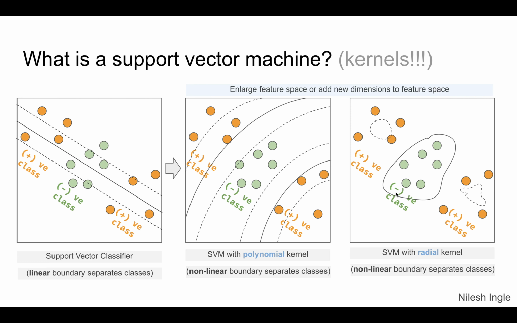Another variation of another type of kernel, which is also commonly used, is the radial basis function based, so radial kernel. And what that does is, it would clearly separate these green data points from the orange data points as shown here. And that's possible because they would use the nonlinear boundary to separate those two classes.